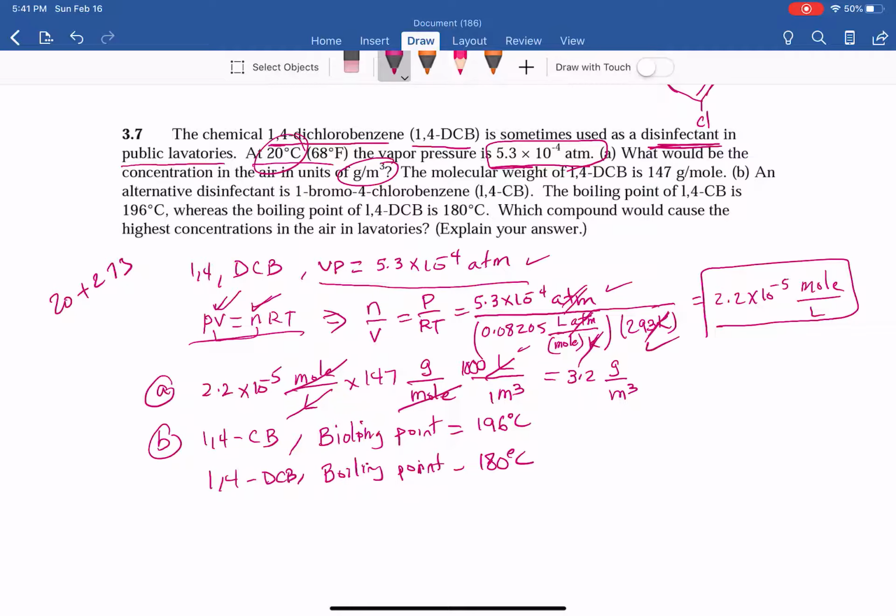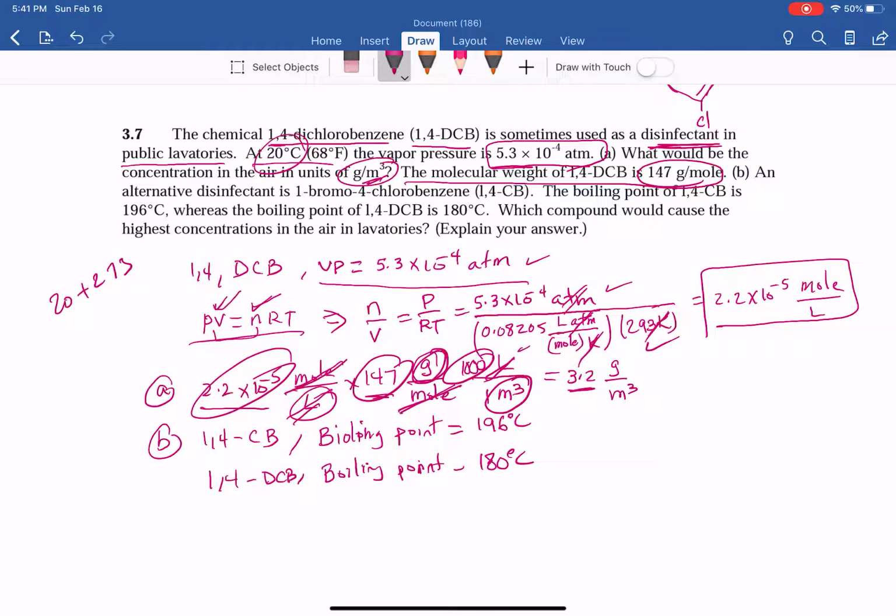Now we have to put it here. Again, mole per liter. He also gave you the molecular weight of 1,4-DCB, 147 gram per mole. Now, if you multiply it by the molecular weight, mole will cancel out with mole, and you will end up with gram per liter. Now you convert liter to meter cube because you want it in meter cube, remember? So 1 meter cube is equal to 1,000 liters. So now liter with liter, and you end up with gram and meter cube. So the answer would be 3.2, if you multiply 1,000 times 147 times 2.2 times 10 to the minus 5. 3.2 gram per meter cube.